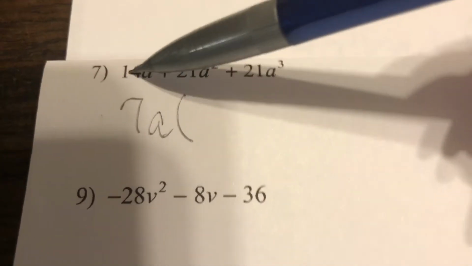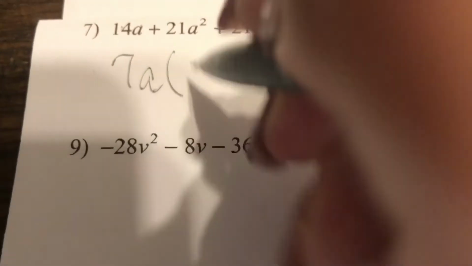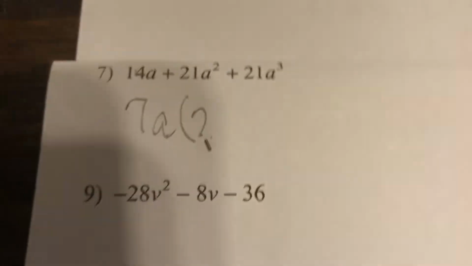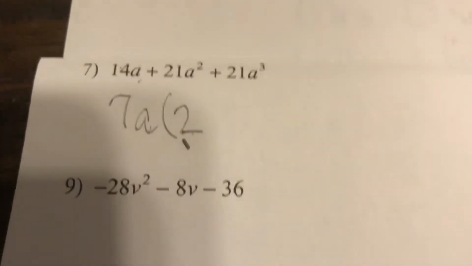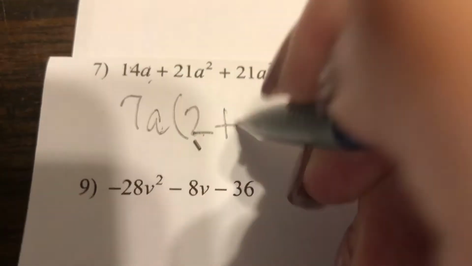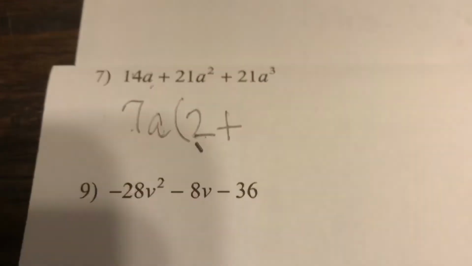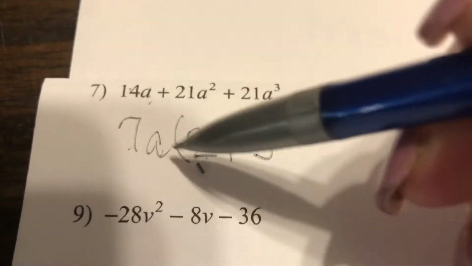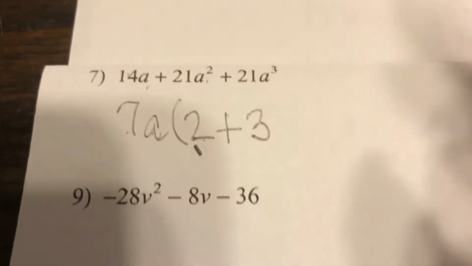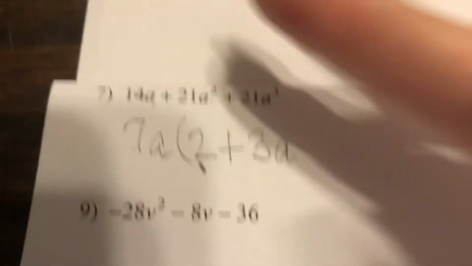Well, in order to get 7 to become 14, I'm going to have to multiply that by 2. I already have the a, so I don't need anything else, so I'm done with that one. Then, to get 7 to become 21, I'm going to multiply by 3. So I'm going to put that there. And then to get a to become a squared, I have to multiply it by a, so that's going to be 3a.